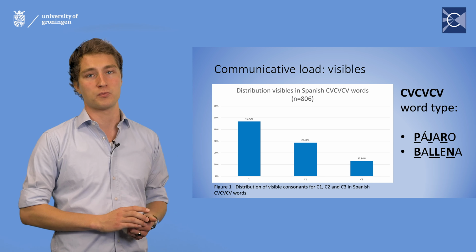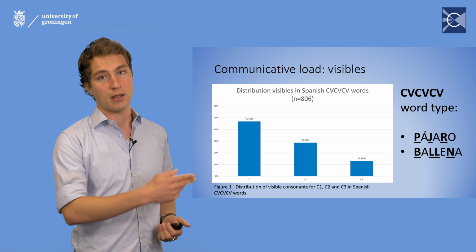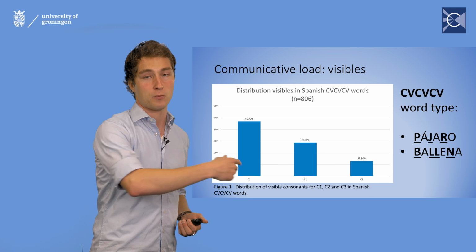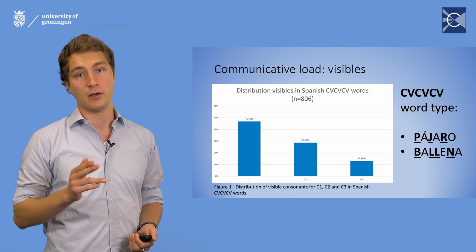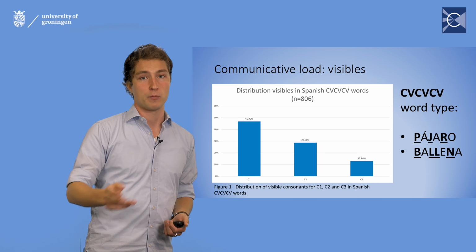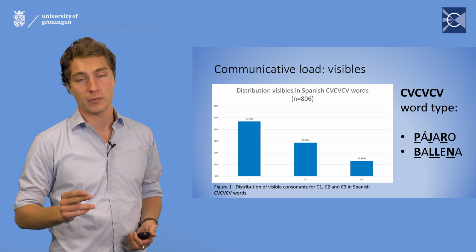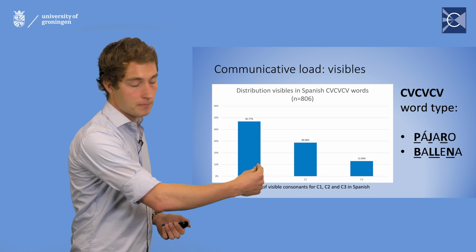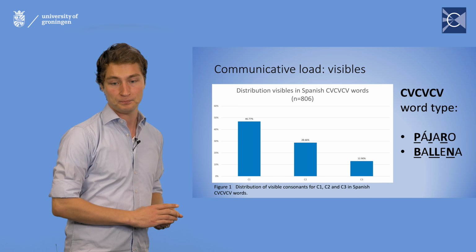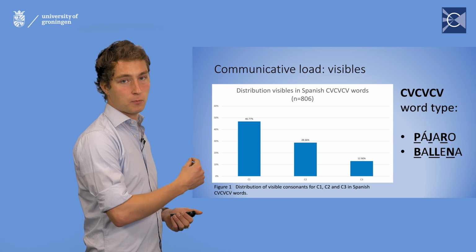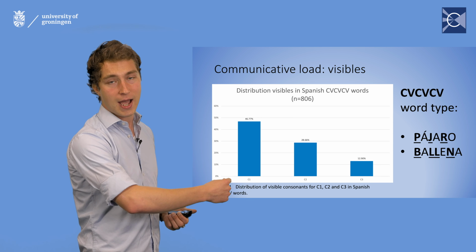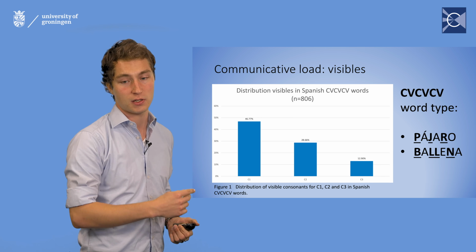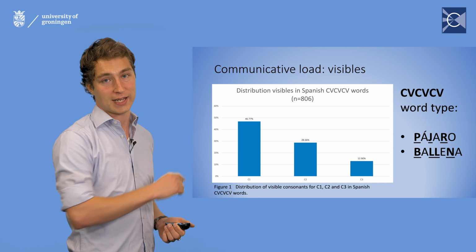But for now, what's relevant to know is that we're comparing the first consonant with the second consonant and the third consonant. So in the word pájaro, that would be p, j, r. And in the word ballena, that would be b, y, n. So we're comparing consonant 1 with consonant 2 and consonant 3. Like in figure 1, we're comparing consonant 1, consonant 2, and consonant 3, and the proportion of visible consonants in those positions is shown on the vertical axis.